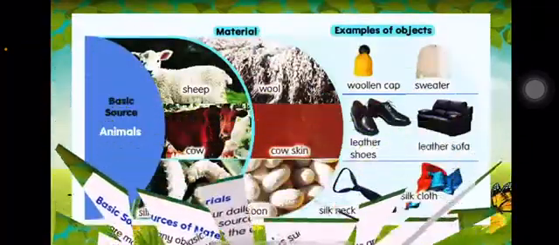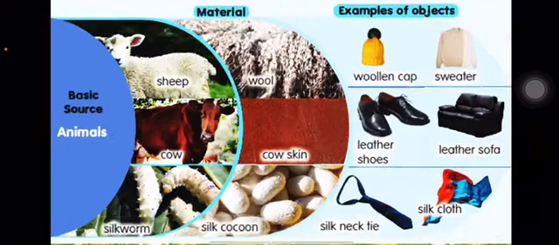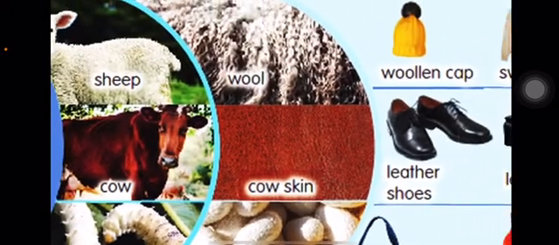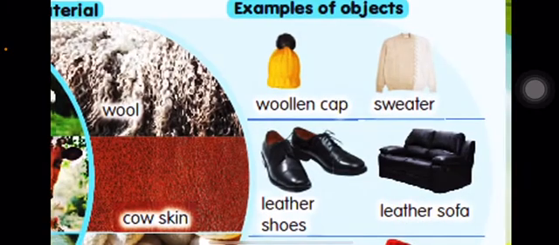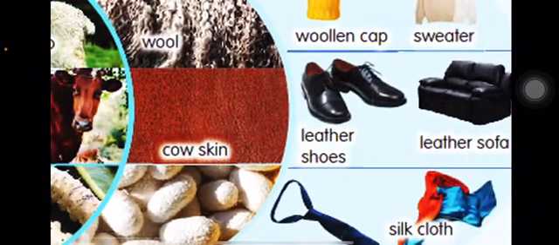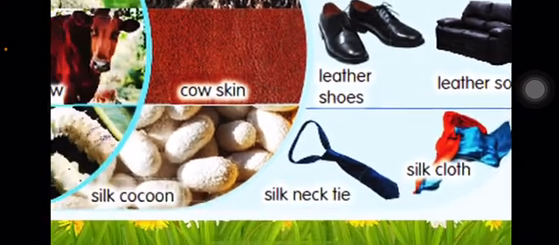Second one, animals. Our second basic source of materials is animals. Animals like sheep, cow, and silkworm will give us materials. From sheep we can make a woolen cap and sweater. From the cow skin, we can make leather shoes and a leather sofa.